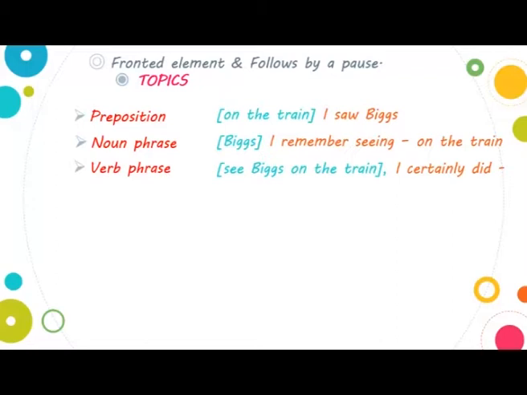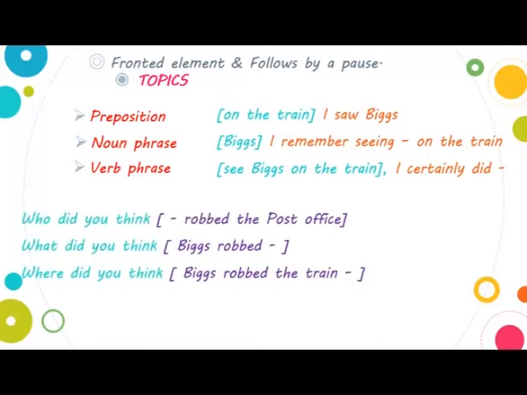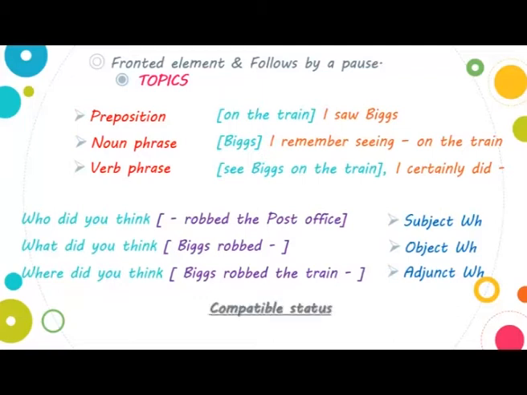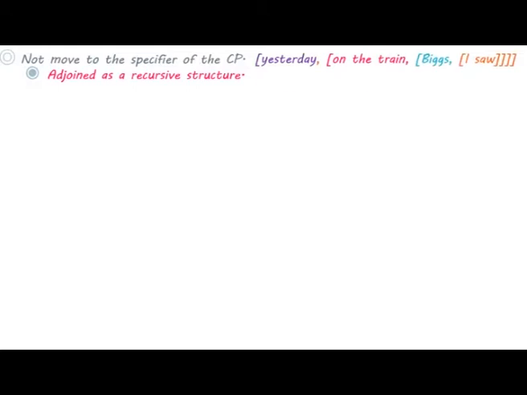Because they belong to expressions like these, which are subject WH elements, object WH elements, and adjective WH elements, and they are compatible in status. That's why if I take one of these and replace it in the other one, it can work as a topic. They do not move to the specifier of the complement phrase, and they work as an adjunct in a recursive structure. They go to the left, as we can see here.